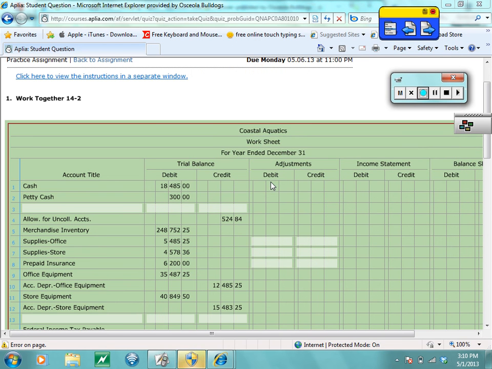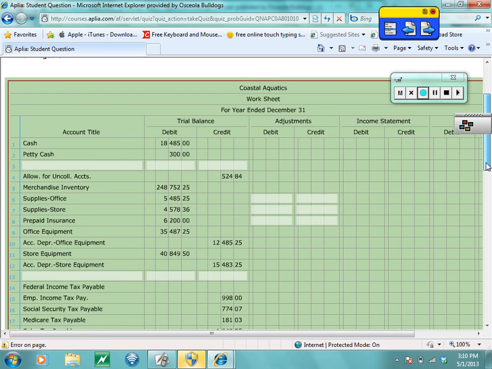This is Chapter 14-2, Work Together. You are working on a worksheet. We've done worksheets before. You have an 8-column worksheet here. Lots of it is done for you. It's made so that you get to certain points across.